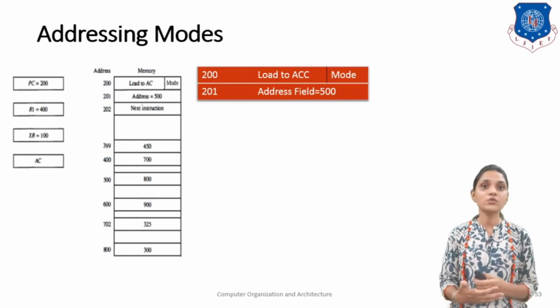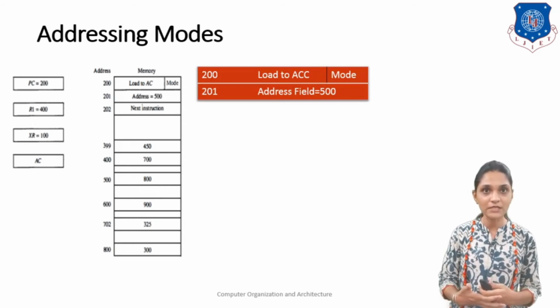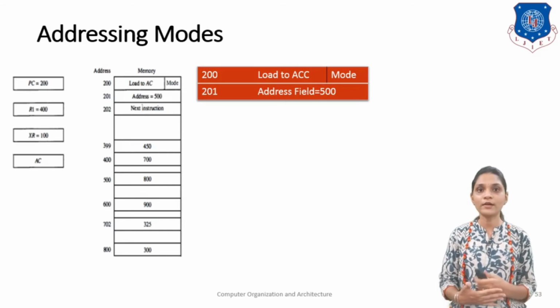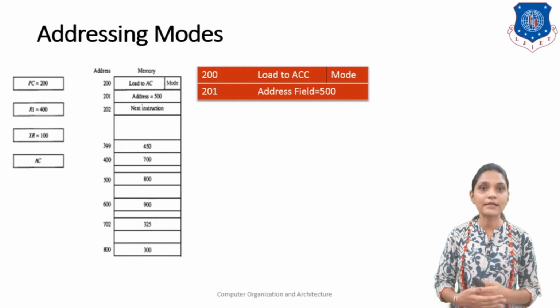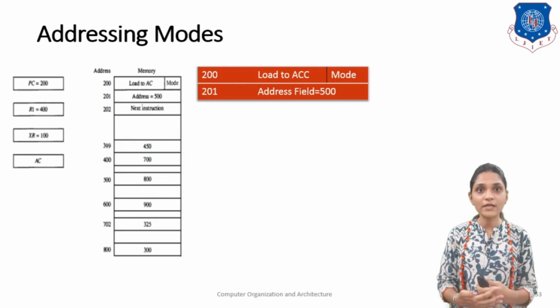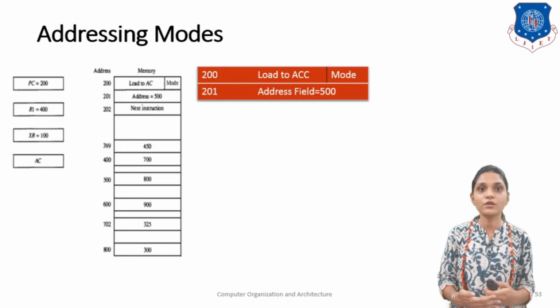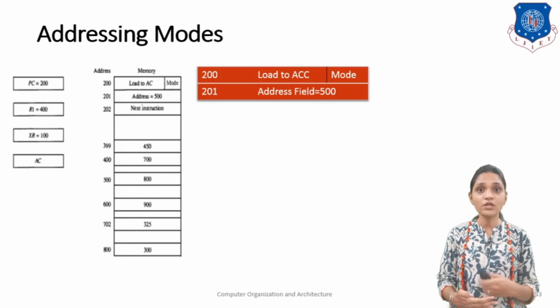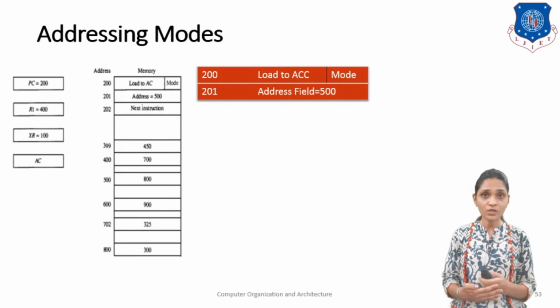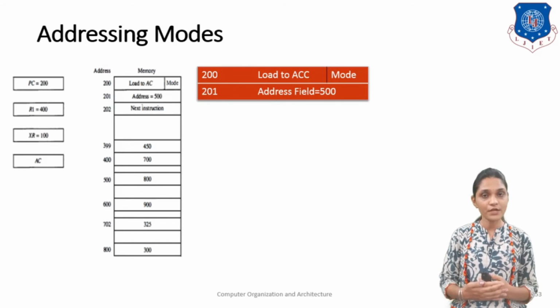At location 200 you have stored your instruction, that is load to accumulator, or you can say LD. Then there is a mode selection, which will decide which mode you have used. And at location 201 you have the address field, and that is fixed at 500. So the load to accumulator instruction and the address field 500 are fixed. But the mode bit will be different for different modes, and that will decide what is going to be accessed and what is going to be stored into the accumulator. So let me see the different addressing modes.